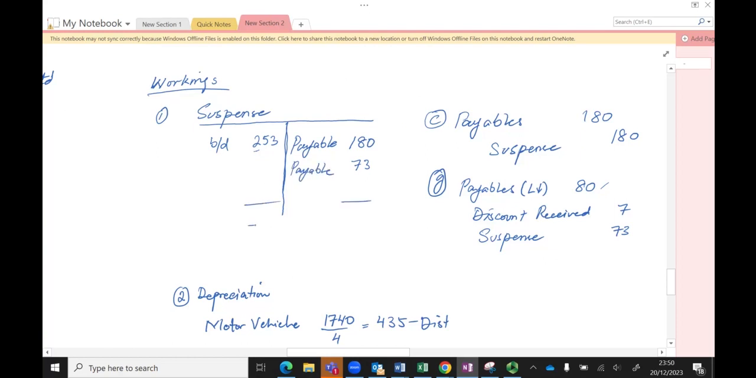Now we have dealt with all the figures. Now let's close the accounts. So in the workings, let's close the suspense account first. So when we close the suspense account, there should not be any closing balance. So the total is 253 on the debit side, and the credit side is also 253. So that means we have rectified all the errors, and the suspense account has now disappeared. There should not be any balance in the suspense account.